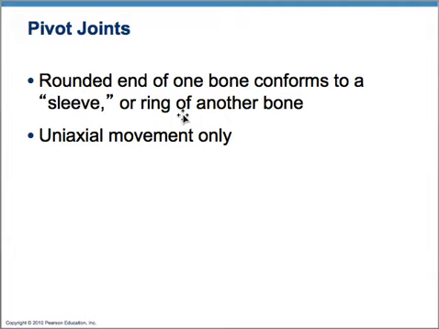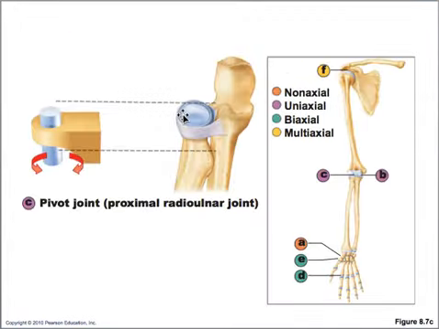Then we have pivot joints. Pivot joints are at the rounded end of one bone when it conforms to a sleeve or ring on the other bone, and it's uniaxial movement as well, movement along only one plane.